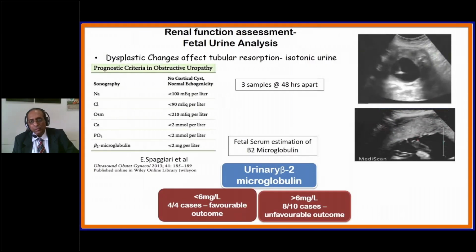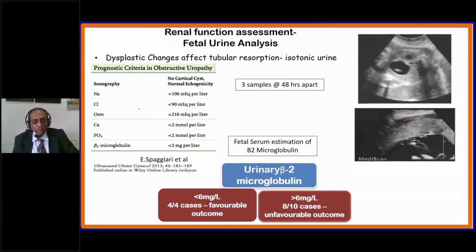Now, if you want to assess fetal renal function, we can sample the urine. That's fetal urine sampling. We need to do 3 samples 48 hours apart, and we look for sodium, chloride, osmolality, and beta-2 microglobulin. A beta-2 microglobulin of less than 6 milligrams per liter had a favorable outcome. More than 6 milligrams per liter had an unfavorable outcome. Of course, fetal serum estimation of beta-2 microglobulin can also be done.